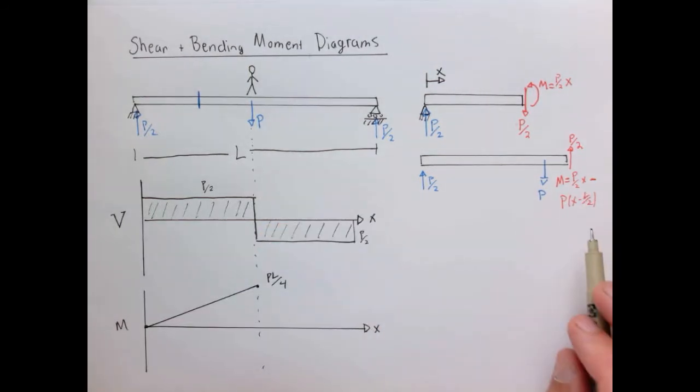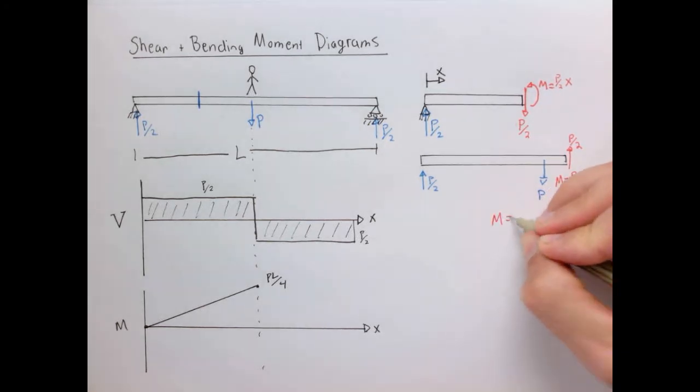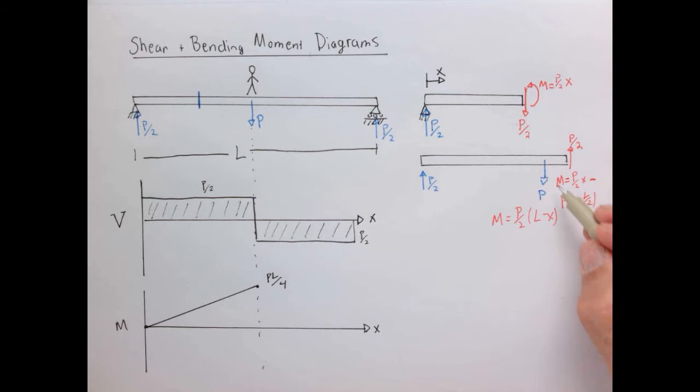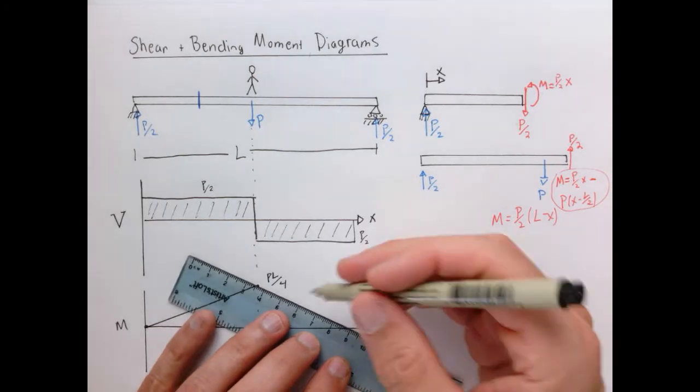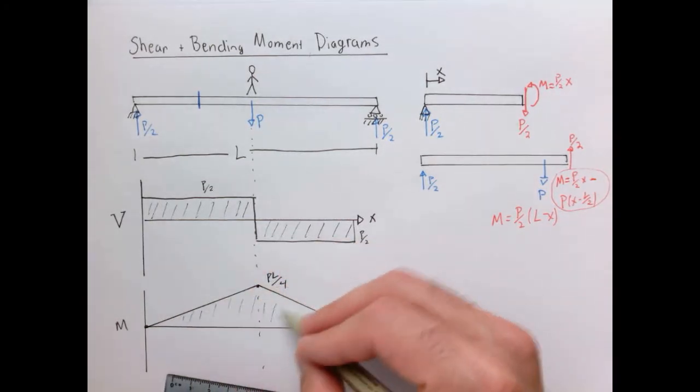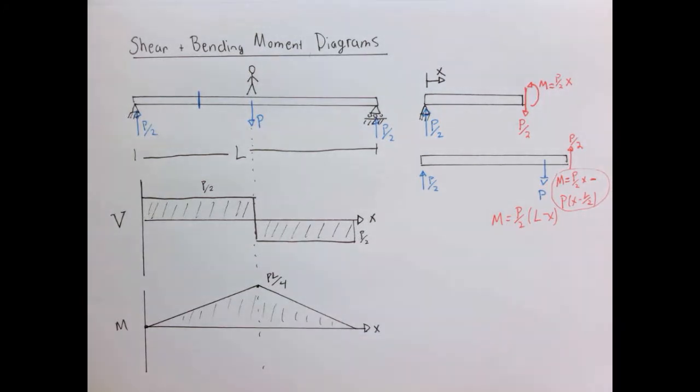Now, once we reach the middle, this function is going to change a little bit. So let me rewrite this formula here. I can rewrite it as P over 2 times L minus x. So if we just rearrange this formula here, we get that, which means now the slope is the same but negative. When x is equal to L, the moment is 0. So I'm just going to have a straight line that goes back down. So now you've created your first shear and bending moment diagram.